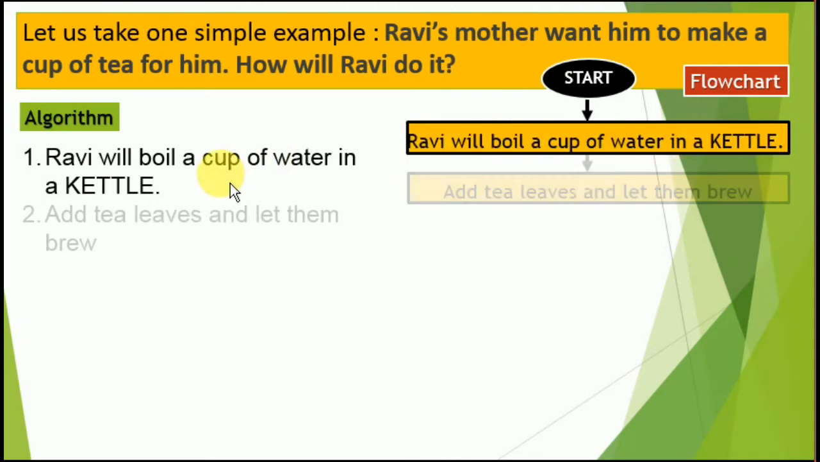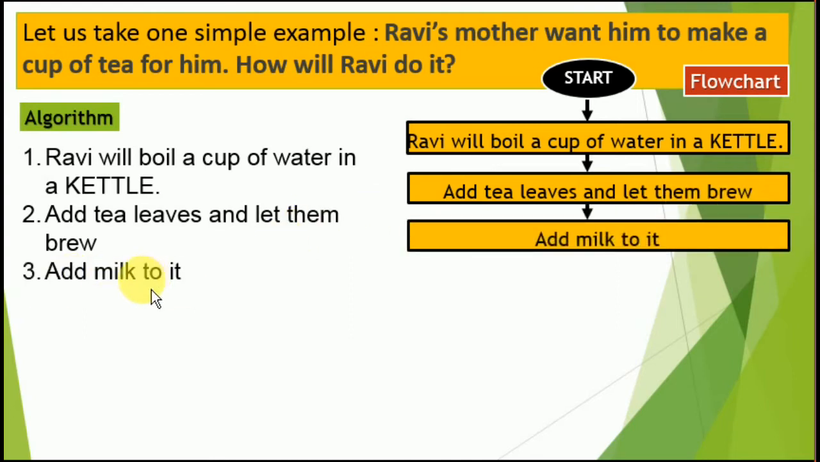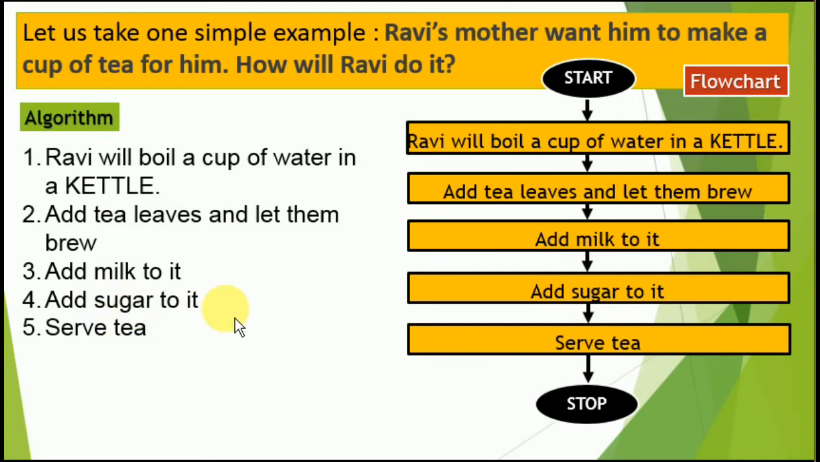It is a process. Second, add tea leaves and let them brew. This is again the second process. Next, add milk to it, add sugar to it, serve the tea, stop. That means in a flowchart there is one start and one stop. The sequence starts from the start and goes to the last and it is going to stop. This is the work of the flowchart. It is a graphical display of sequences. It is a simple language. We write down in our own language as steps.